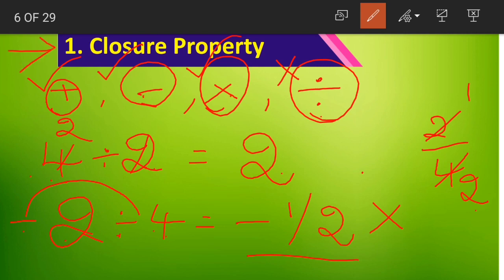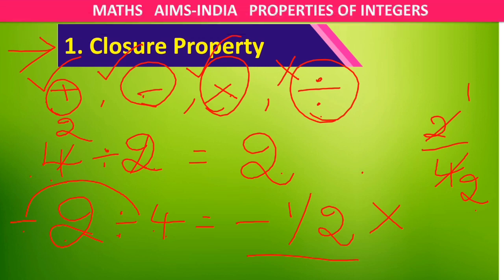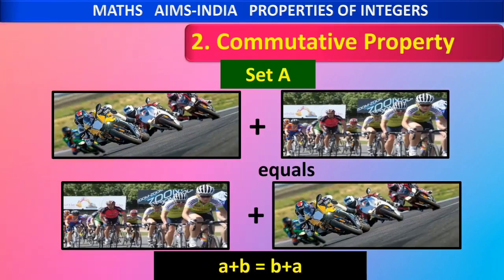Understood, class? What is closure property? When two integers are used, the result of their mathematical operations should also be an integer. Understood? Okay. Coming to the second property, commutative property.